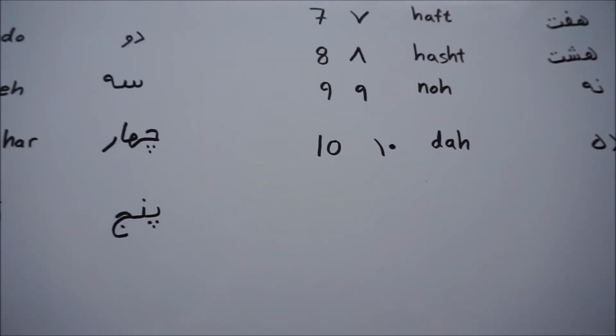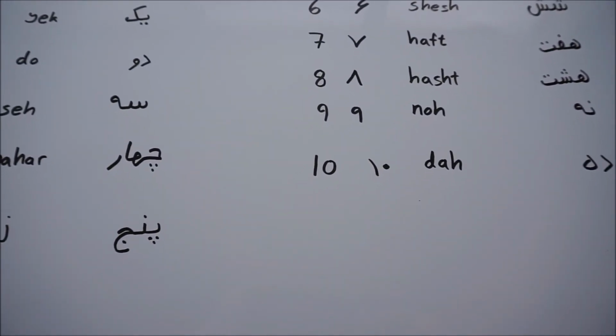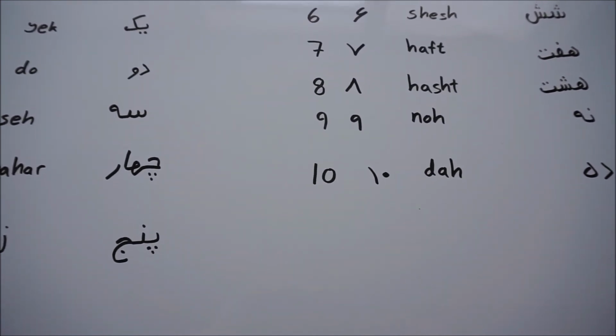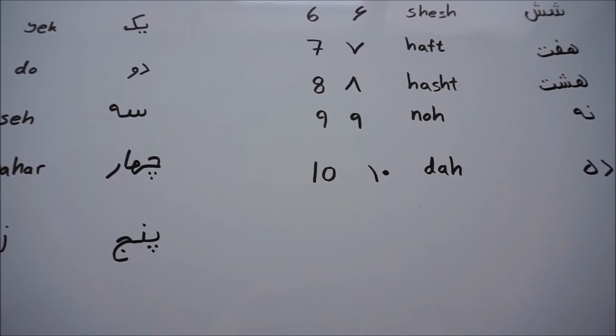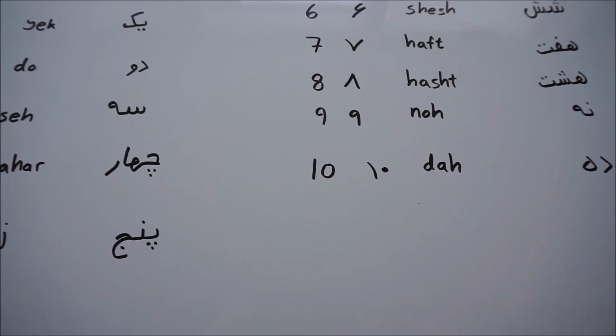The next 10 numbers, 10 to 20, are also kind of irregular, but after that it gets more regular, and then it becomes easier to figure out how to make the numbers, just as in many other languages that you might know. And we will also cover ordinal numbers in another episode.